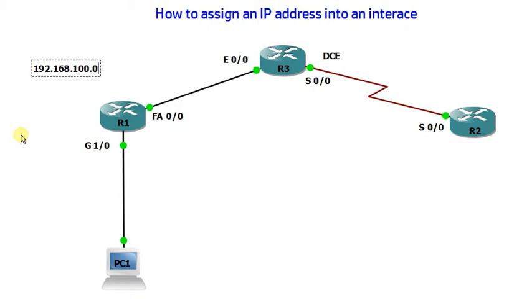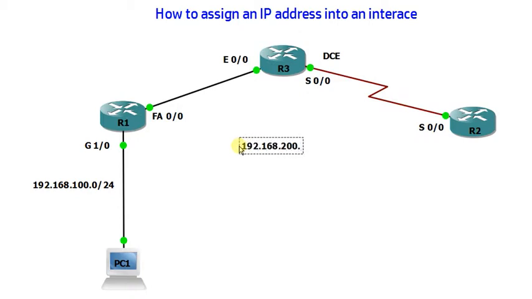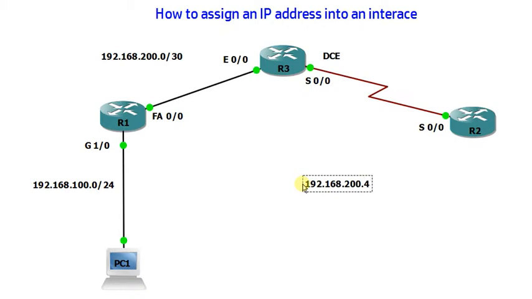So I'm going to put 192.168.100.24, and I'm gonna put 192.168.200.30 in here, and I'm going to assign 192.168.200.430. Just quickly summarized, so those are my IP address scheme.